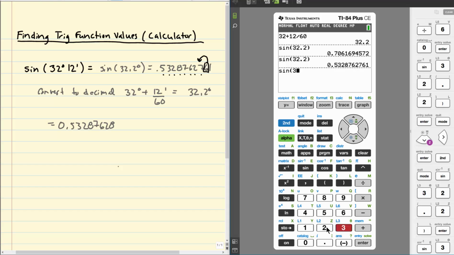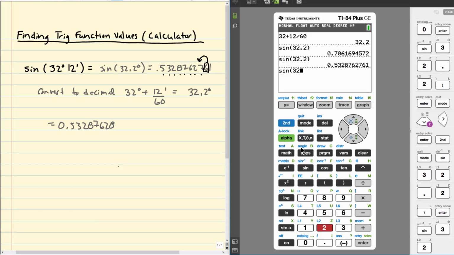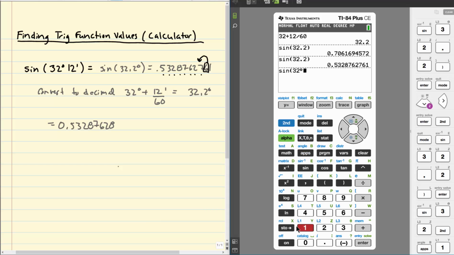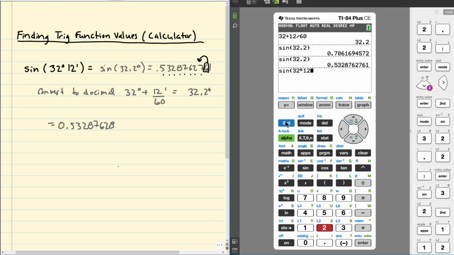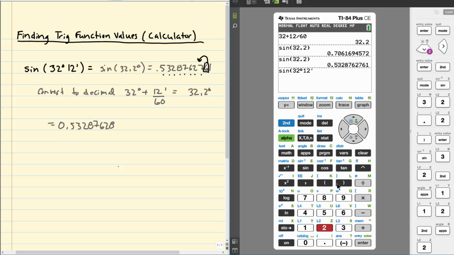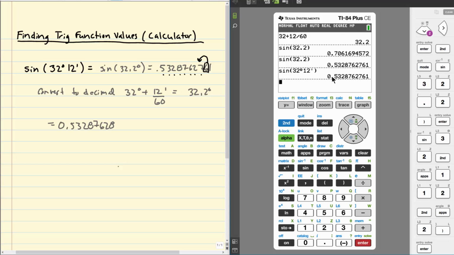Now let's go ahead and enter this as well using the degree minutes option. So we want to put in 32 degrees. The degrees is under this angle, so that would be second apps. That gives us our degree here. And then we need 12 minutes. So we go to second angle again and enter the minutes. And then we close those parentheses, and we are in degree mode. It should stay in degree mode once you put it in degree mode until you switch it. And you can see that we get the same answer for both ways. So you can convert it to a decimal or enter it using the degrees and minutes. We get the same answer either way.